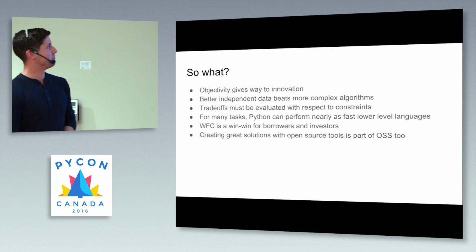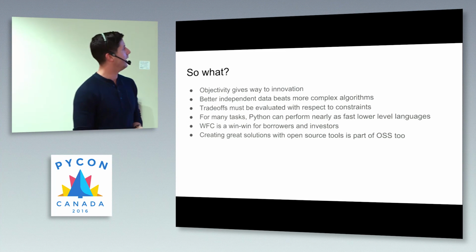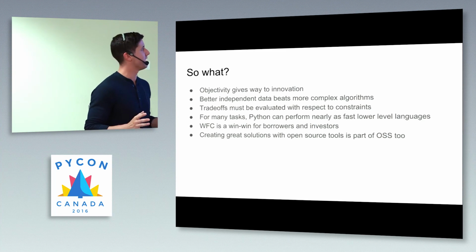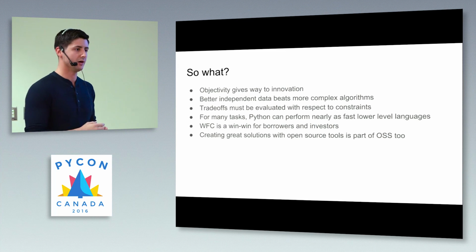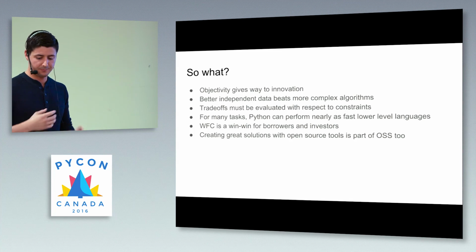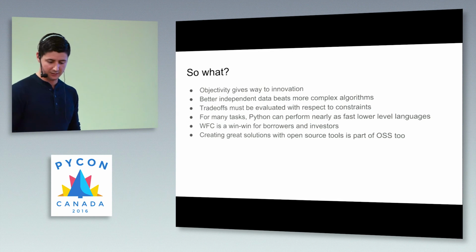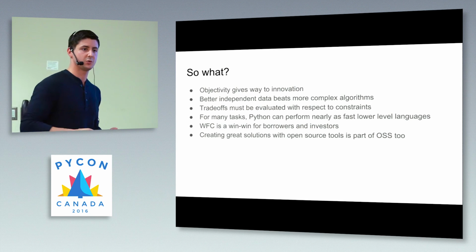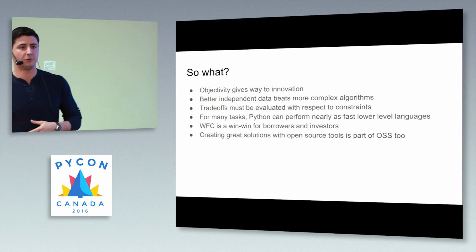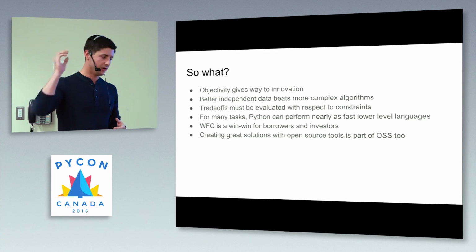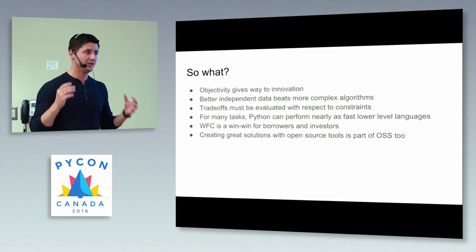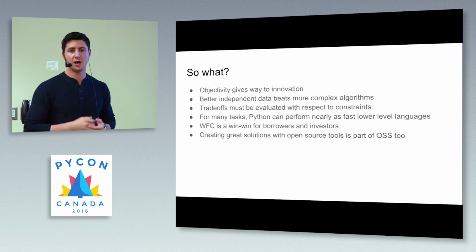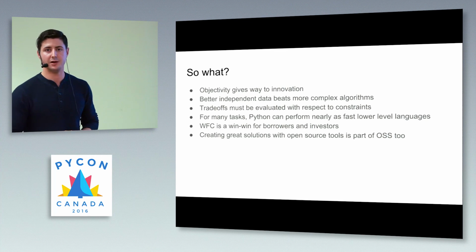So what? Objectivity gives way to innovation. Better independent data beats more complex algorithms. You always have to consider different trade-offs when you're engineering a complex system. And last but not least, creating great solutions with open source software is part of open source too. So, people that are contributing to open source, that's great, that's fantastic, but we need people building great solutions on top of those libraries at the end of the day to keep the trajectory and the momentum going.